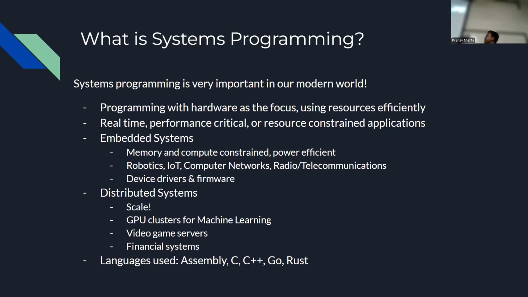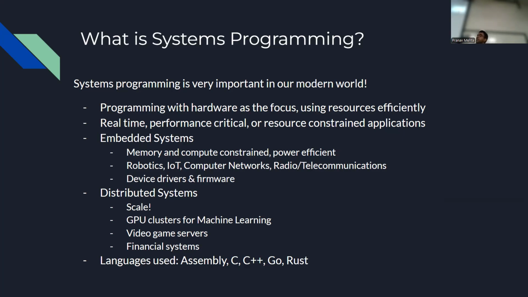One example is embedded systems, where you have very little resources since you're using a tiny microcontroller with not a lot of RAM and not a lot of compute. You also typically want power efficiency. These systems are seen in robots, IoT devices, computer networks, even radio and telecommunication devices. Systems programming is very important since we're writing very efficient code that uses only the compute necessary, since we don't have much compute available.